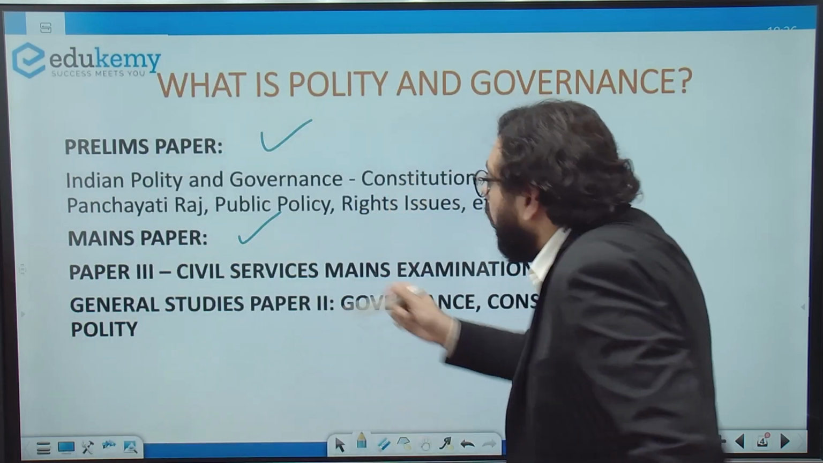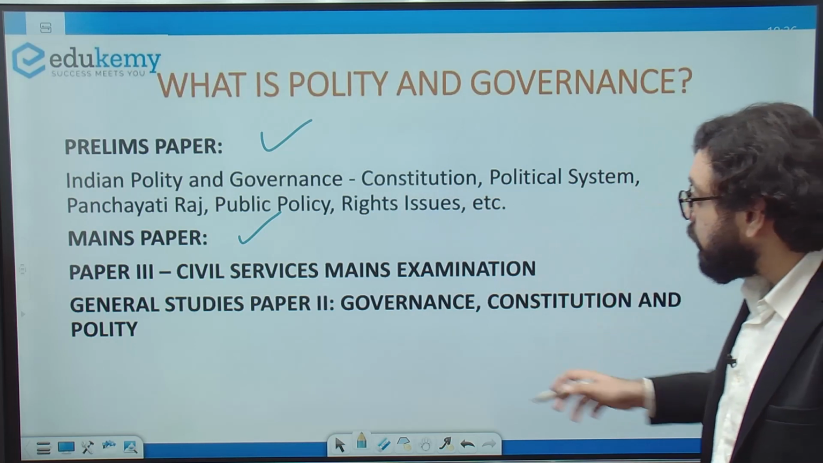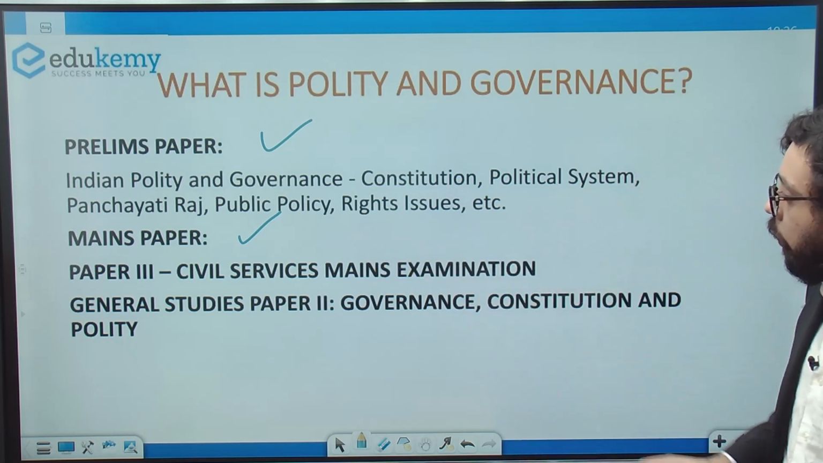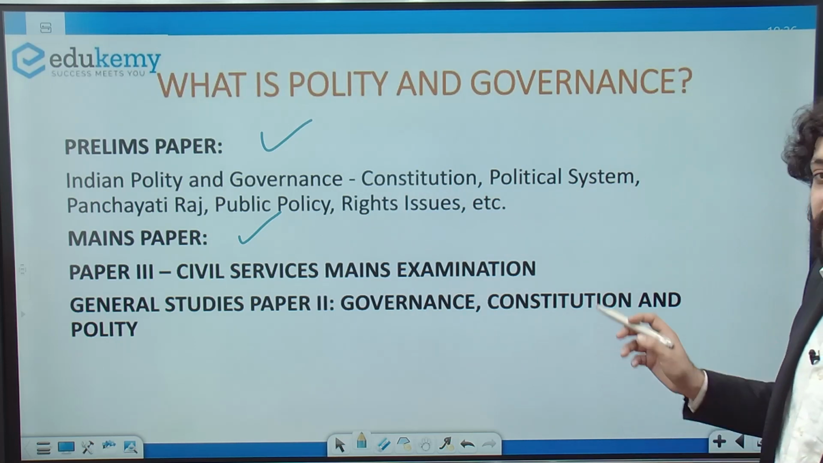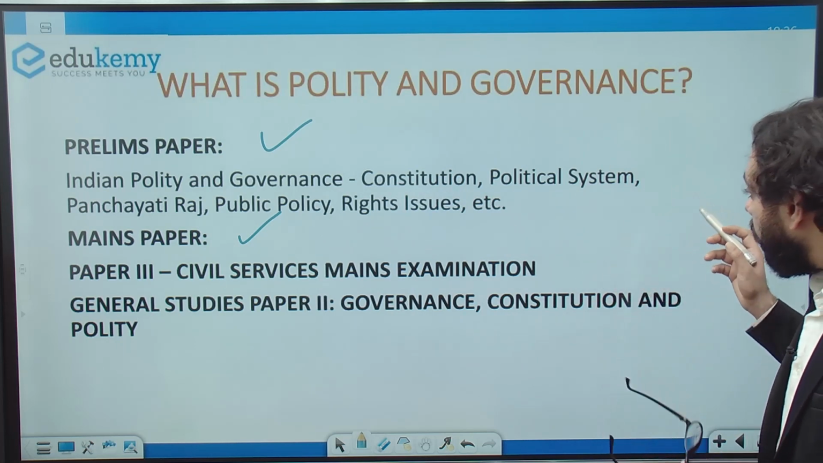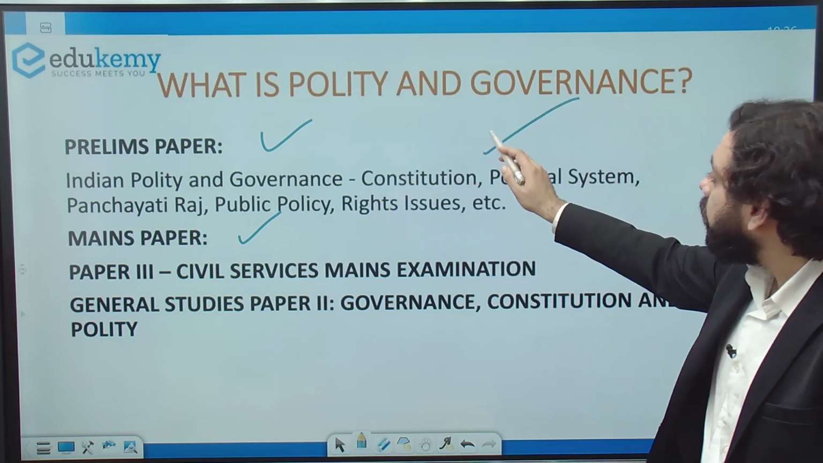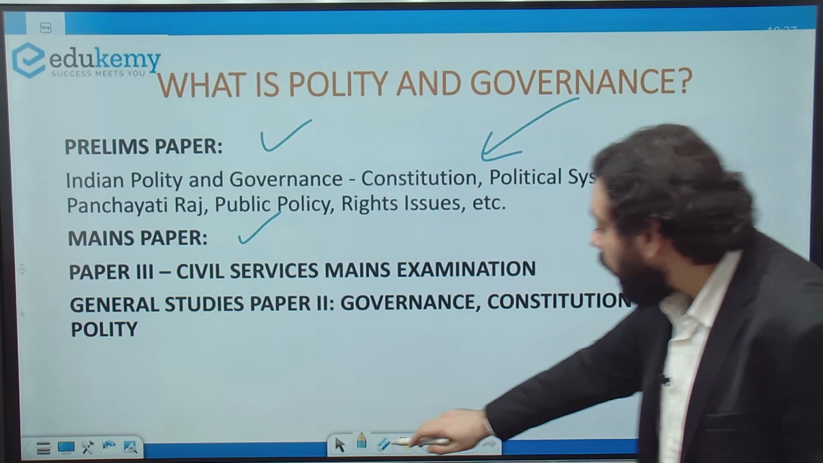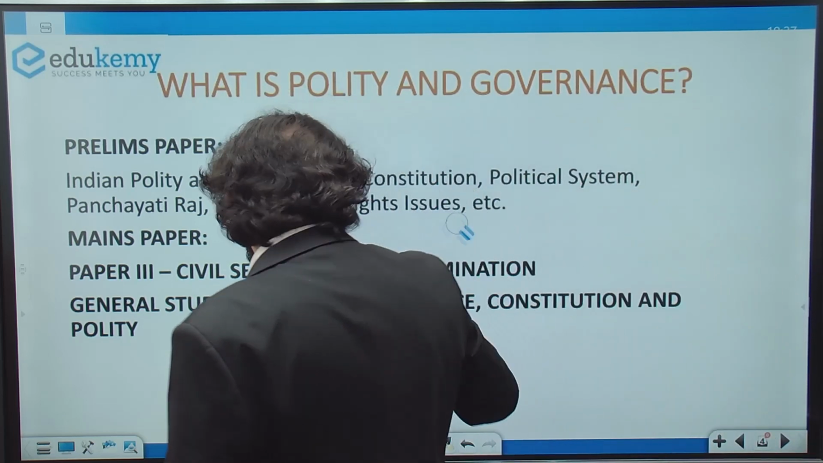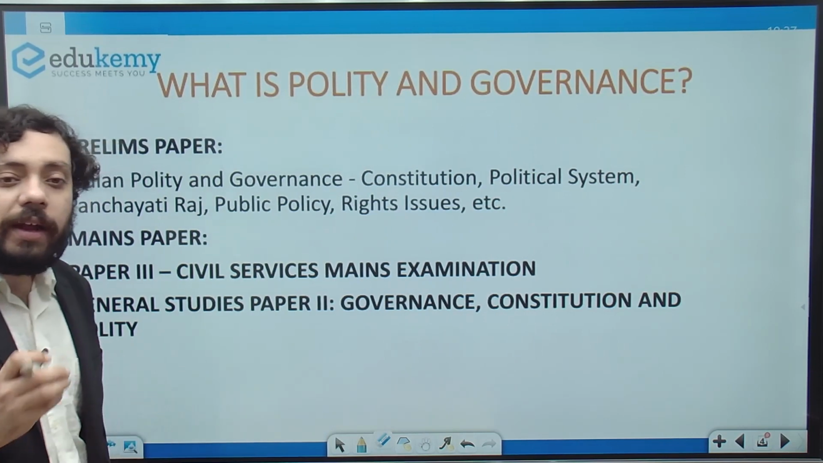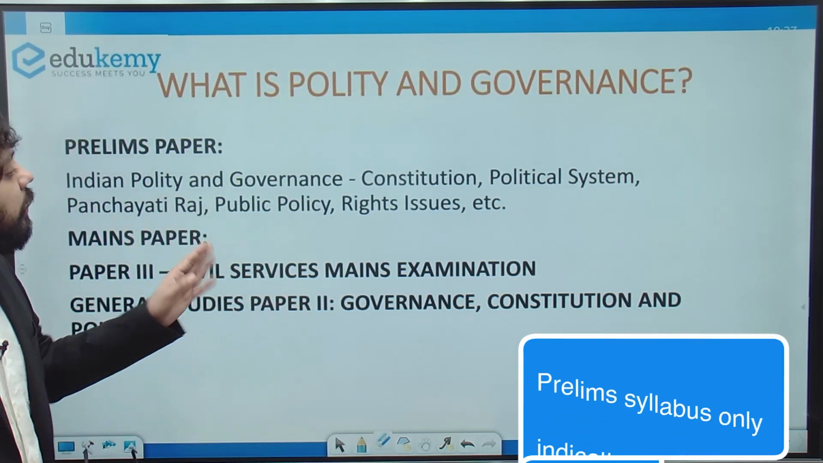It says that Indian polity and governance: constitution, political system, panchayati raj, public policy, rights issues, etc., right? This is the only thing that is given in the notification which pertains to the preliminary examination, which covers polity and governance. As you know, rather than a strict or exhaustive definition of what has to be asked, this is only an indication or a hint as to what will be covered in the prelims paper, right?